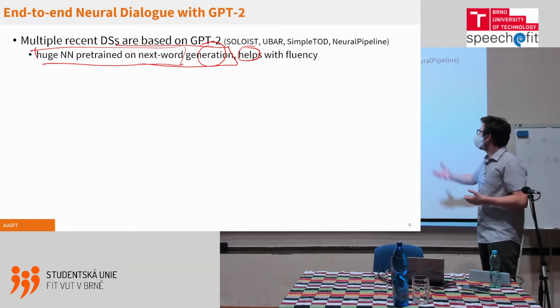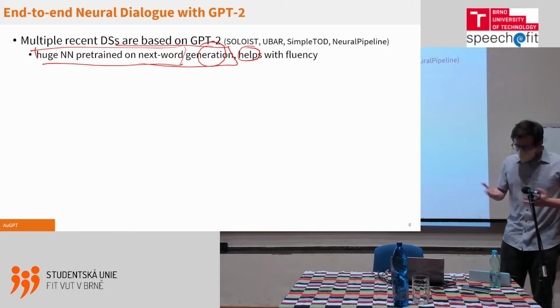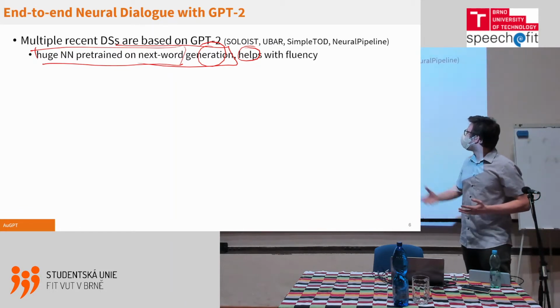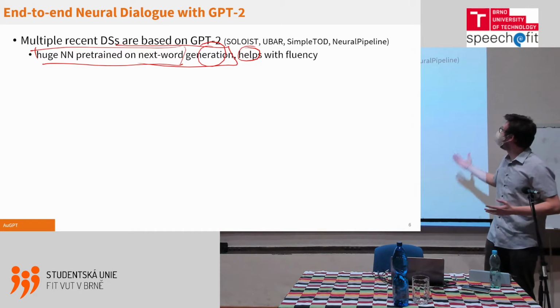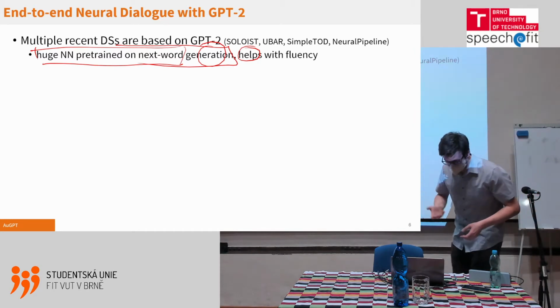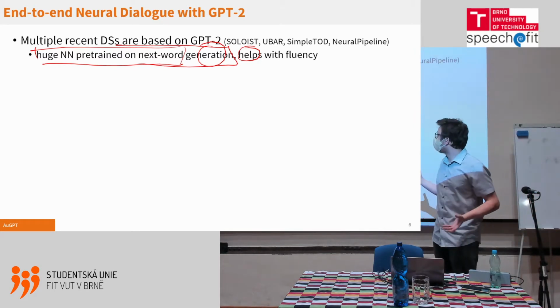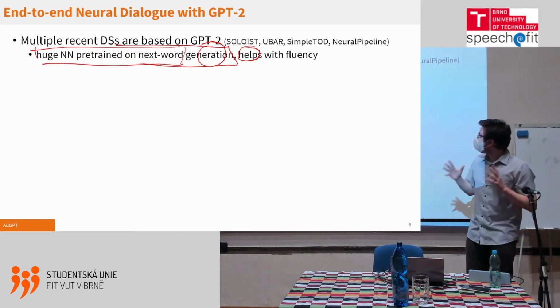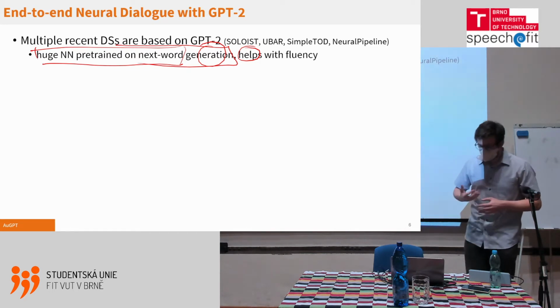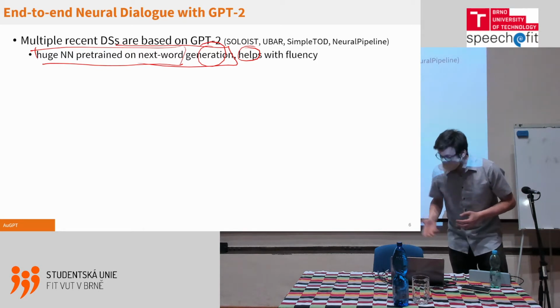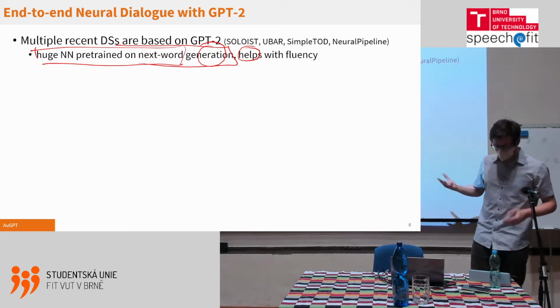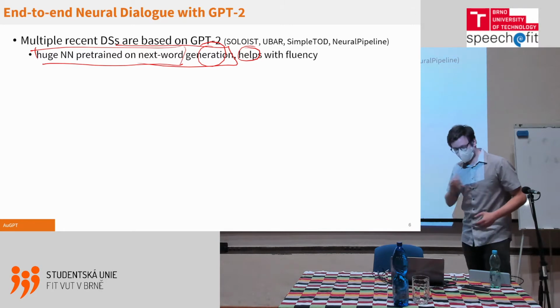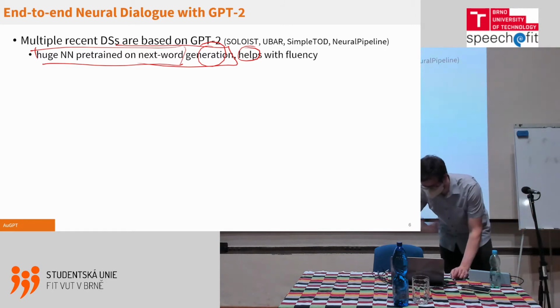So it has a very good notion of what is fluent and what words go with what other words. And this helps with pre-training the system, so it's a very good starting point for training an end-to-end neural dialog system. And that's why a lot of different dialog systems, like all of these listed here, actually use that one. And I would say there's probably a few more.